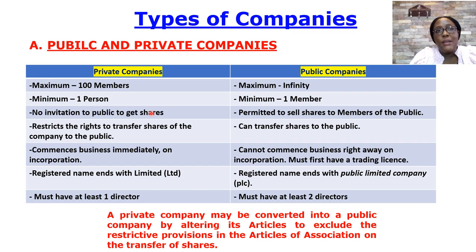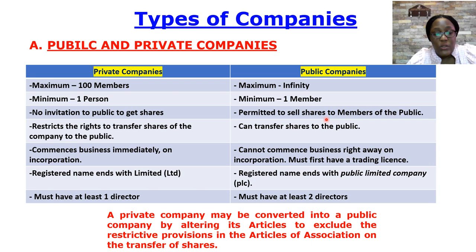And when they are established, they cannot run business immediately. They must first have a trading license. So you find these public companies have this word PLC at the end of them. And they must have a minimum of 2 directors, minimum. So public companies are the companies that are run by the public shares. The public has the ability to buy shares in these companies.